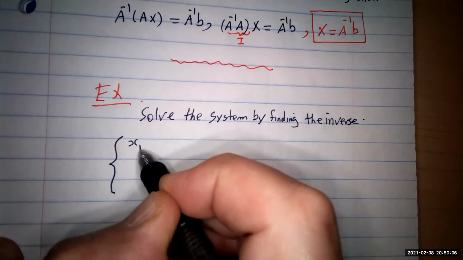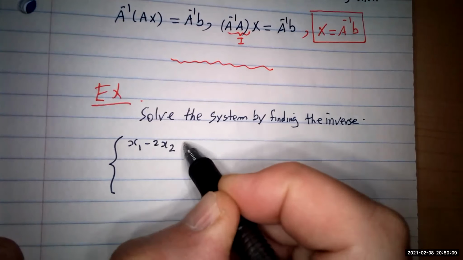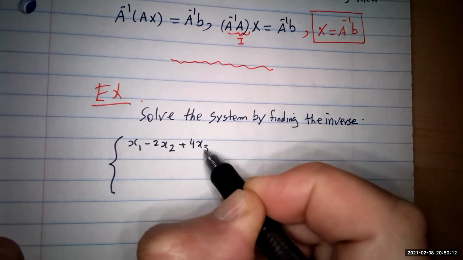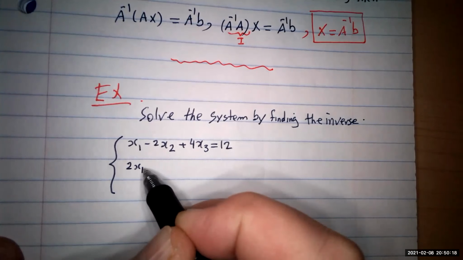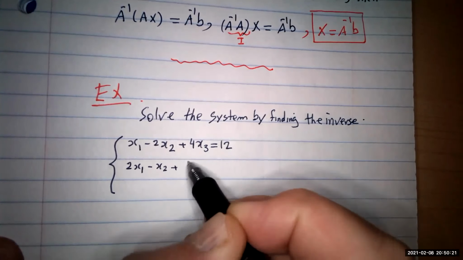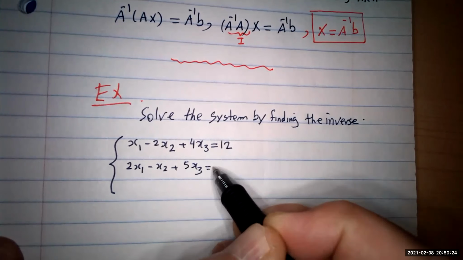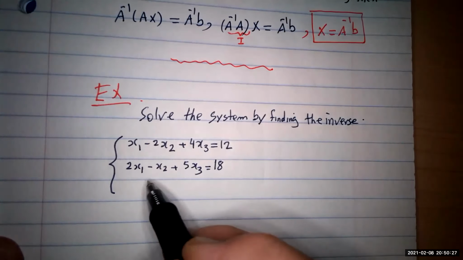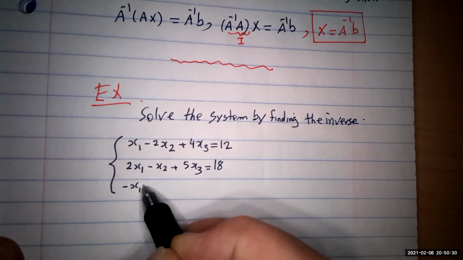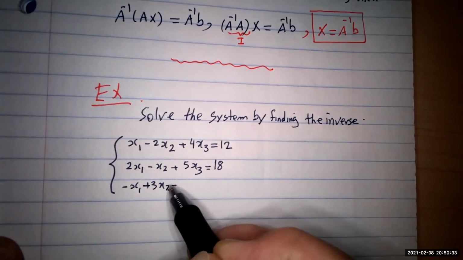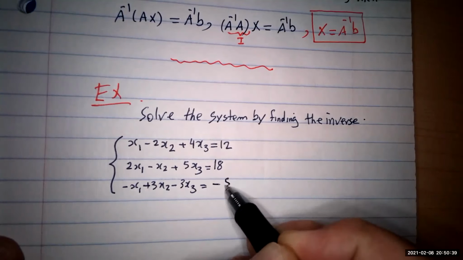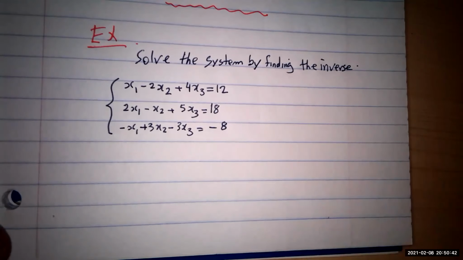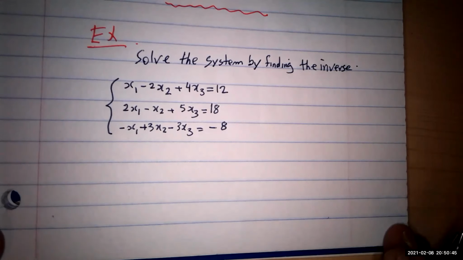We have x1 minus 2x2 plus 4x3 equal to 12. Okay, this is the first one. And the second one is 2x1 minus x2 plus 5x3 equal to 18. And then the last equation is negative x1 plus 3x2 minus 3x3 equal to negative 8. So that's the system. Quickly change it to the matrix equation, and then by finding the inverse, get the solution right away.